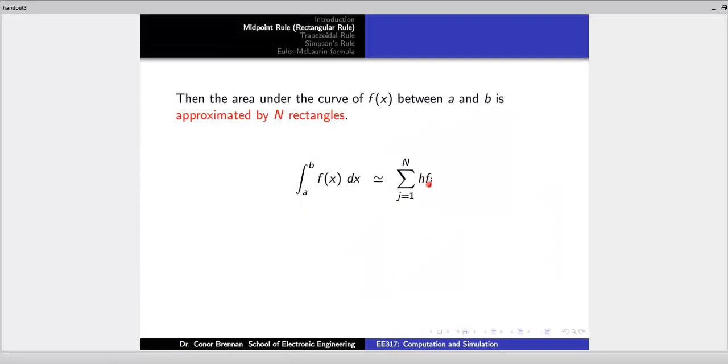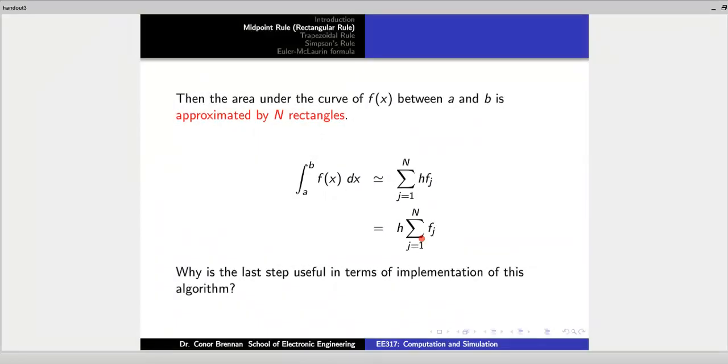This is the area of the jth rectangle. It's the width by the height. You add them all together for all n strips. This gives you the sum of the area of all the rectangles, and that should be similar to this. And you can take the h outside and write it as that. The question: why is that last step, taking the h outside, useful if you were to implement this numerically on MATLAB or on a processor? Why would you do it this way rather than this way? They're identical.